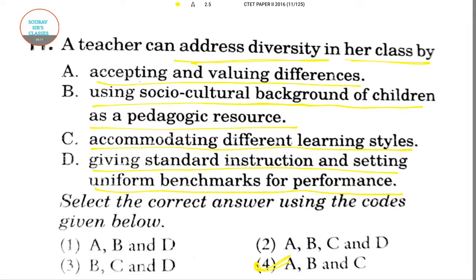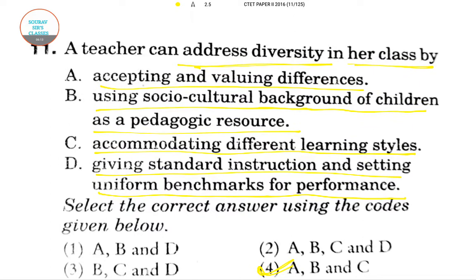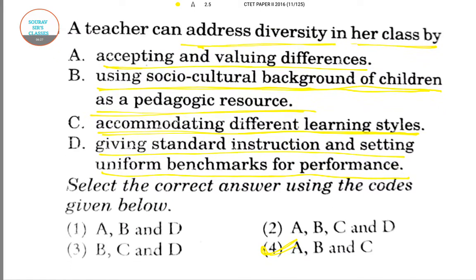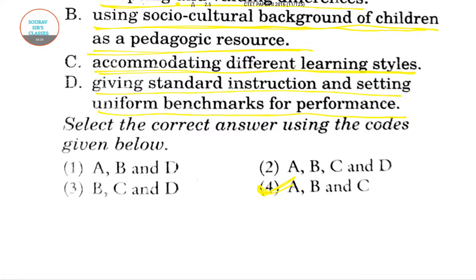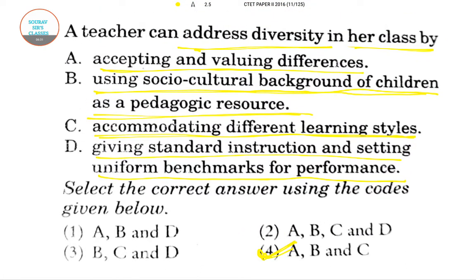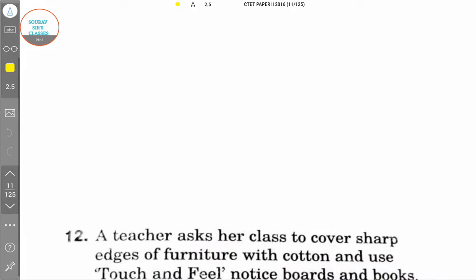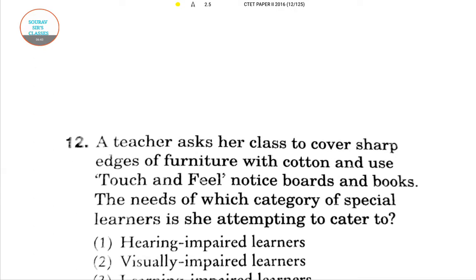From this, some options are given, and here option 4, that is A, B and C, is the correct answer. A is accepting and valuing the differences, B is using the socio-cultural background of the children as a pedagogic resource, and C, that is accommodating different learning styles. So option 4 is the answer. That means a teacher can address diversity in her class by these three ways. Okay, now let's proceed to our next question.